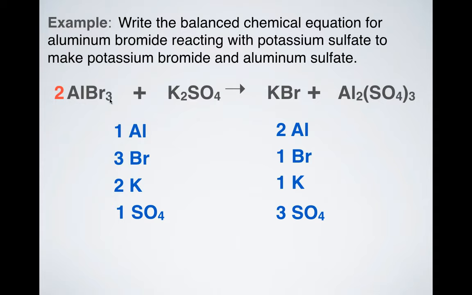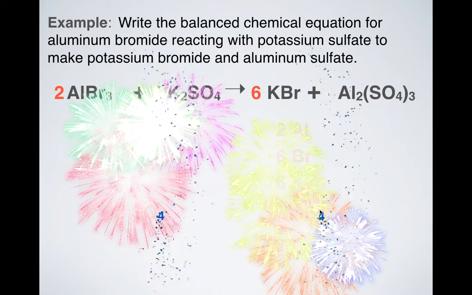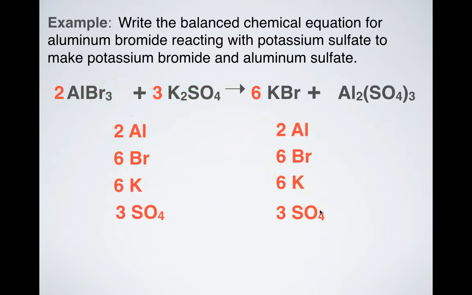And now how many bromines do I have? I have 6. Okay? So great, I balanced my aluminums, but now I have 6 bromine and I only have 1 bromine. So how can I balance that? Well, if I put a 6 here, now I have 6 bromine, and now I have 6 potassium. But I only have 2 potassium here, so I'd have to put a 3 in front of this to make that 6. And now look, I have 3 sulfates, I have 3 sulfates. So now if I count, I actually have balanced my equation.